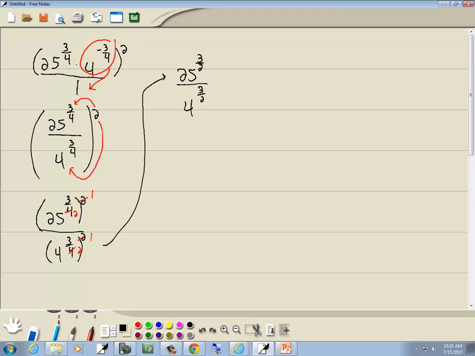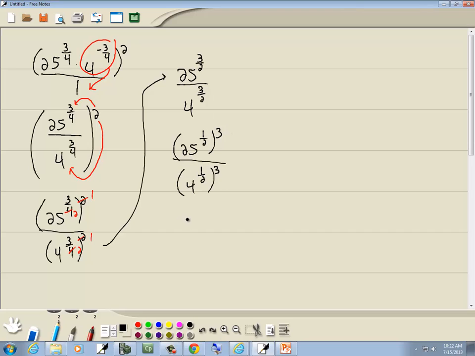So since we're using rational exponents here, what we want to do is notice this is a fractional power with a numerator greater than 1. We want to take that number and put it on the outside of the parentheses. So this would be 25 to the 1/2 power raised to the third power over 4 to the 1/2 raised to the third power. Again, I just took the number up in the numerator and put it on the outside of the set of parentheses.